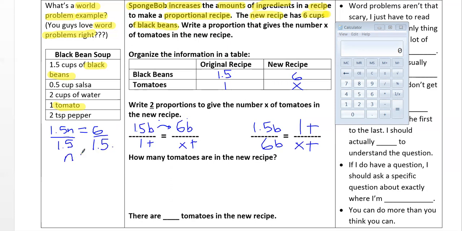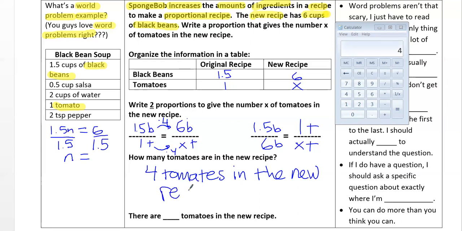And you get that unknown number. I should have said factor, because it's multiplying. So you take 6 and divide by 1.5, and it's 4. So that means we need to multiply by 4. And if I multiply by 4 up here, what do I need to do here? Multiply by 4. So I get how many tomatoes? Well, 1 times 4 is 4. There are 4 tomatoes in the new recipe. That's right here, I didn't even have to do this, but I'm writing it anyway.